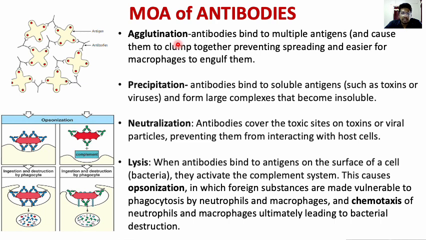Agglutination means that an antibody will bind to multiple antigens. You see here it is agglutination. One antibody is binding to multiple antigens. So one antibody will bind to multiple antigens, and then it will cause clumping together, thus preventing the spreading and making it easier for the macrophages to engulf them.